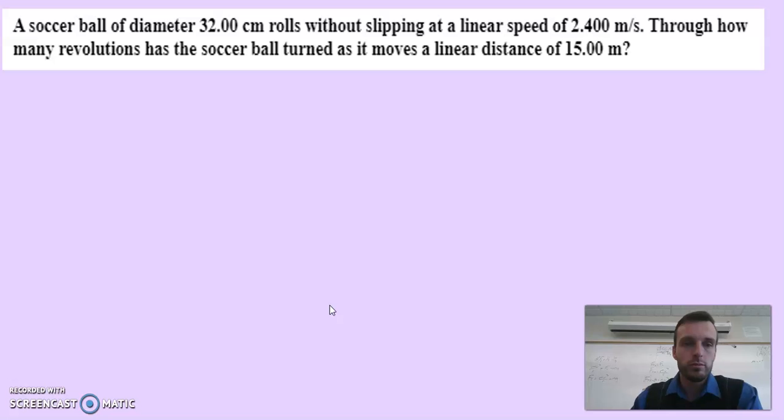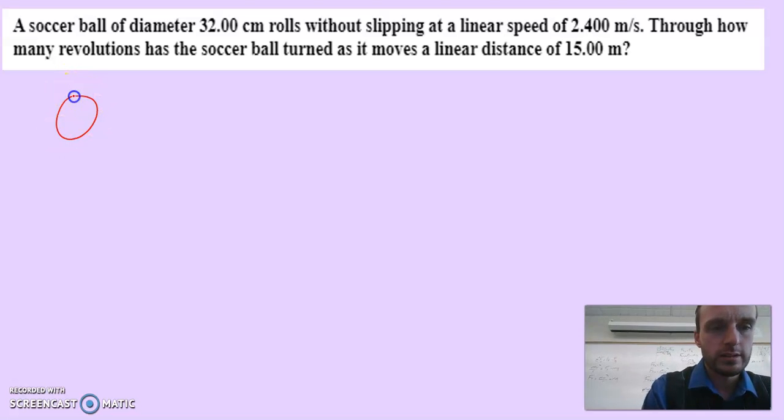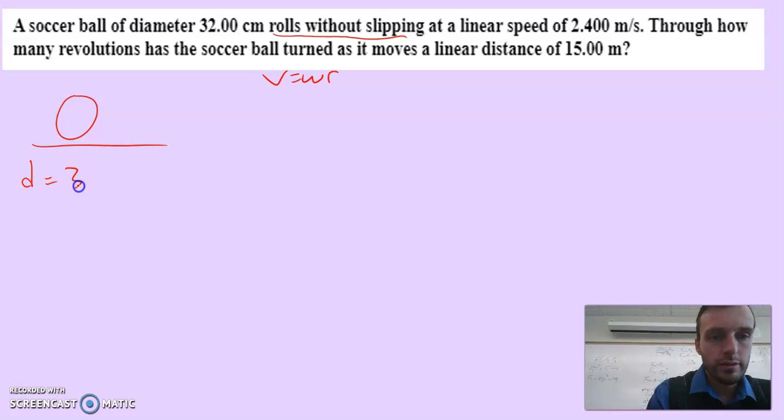Let's look at another example. A soccer ball rolls without slipping. So again, if it says rolls without slipping, that's telling us that v is equal to omega r. It says that the diameter is 32 centimeters.